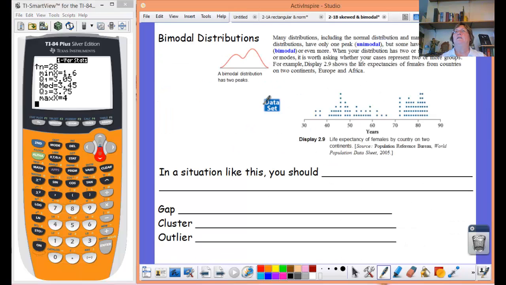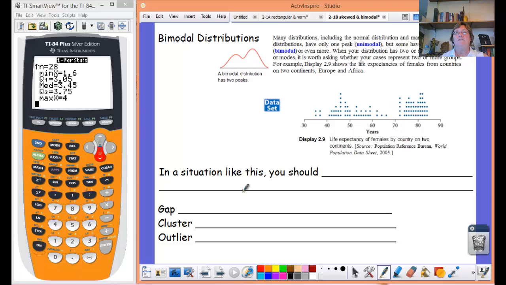Alright, the last thing that we need to talk about today is the bimodal distribution. And a bimodal distribution really just means a distribution that has more than one peak. Some have more than 2, okay? But bimodal is what we usually call them. When a distribution looks like this, there's usually a reason why. The one that you're looking at is life expectancy of females by country on 2 different continents. Well, if you're talking two different continents, by the way, Europe and Africa, then yeah, life expectancies are very much different there. So it would make sense that you have two people groups you're talking about.